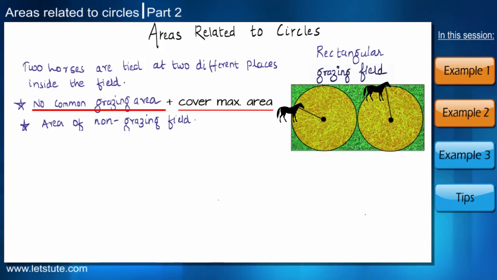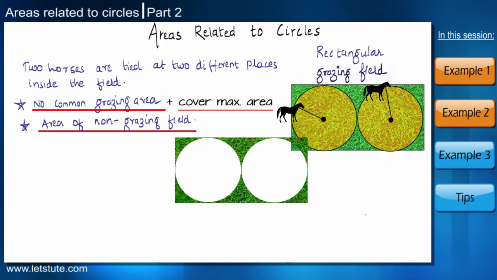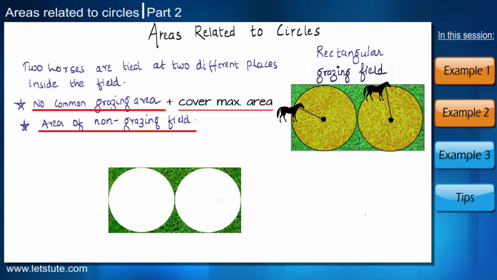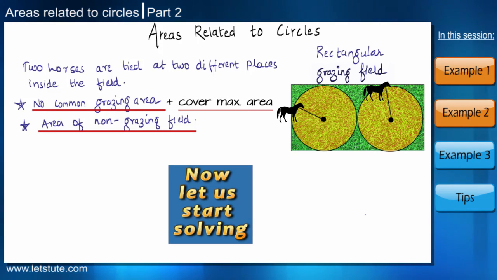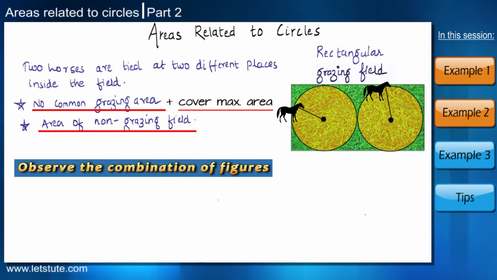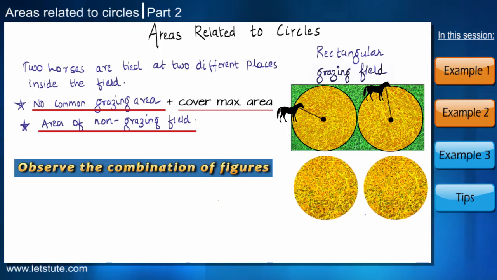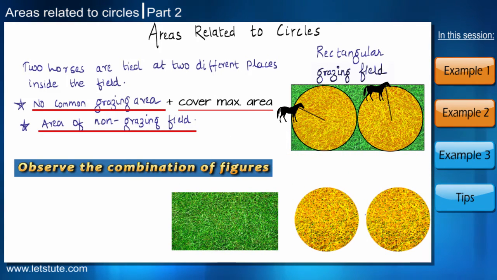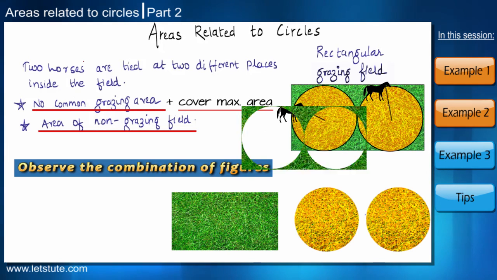And here we need to calculate the area of the non-grazed region. Let's observe the situation in a geometric way. Here also we can see that we have a combination of 2 figures, that is a circle and a rectangle. And what we need to calculate is the area of the shaded region.